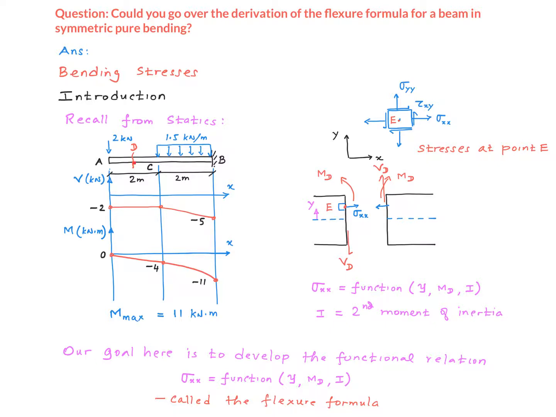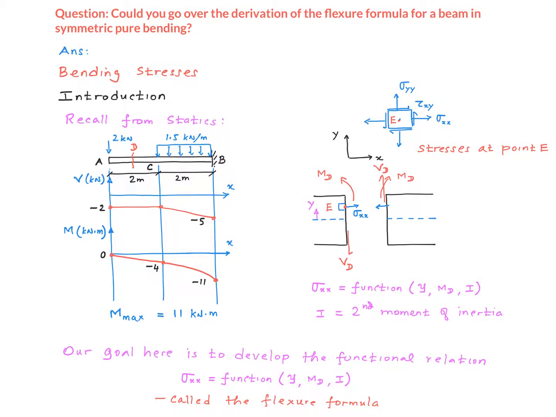If I section the beam at a point like point D and look at the internal forces, you're going to see this, right? There's going to be a bending moment MD and a shear force VD. It turns out that each of these internal forces will produce internal stresses. If I take a two-dimensional differential element around point E and mark the stresses, I'm going to see something like this. The normal stress sigma xx is produced by the bending moment MD, and the shear stress tau xy is produced by the shear force.